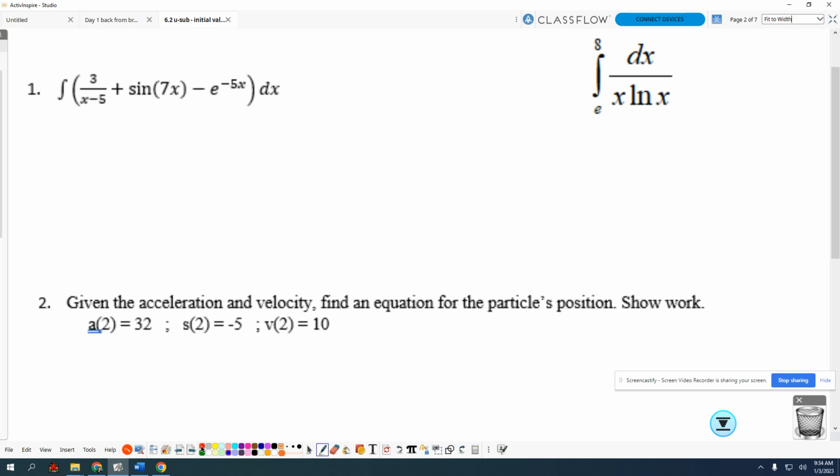As Teddy and Willem said, this one is effectively 3 different integrations, so we can split it up. Adam, what is the integral of this first one? Is it just 3 times ln of x minus 5, with the absolute value bars? And then divide by the derivative of the stuff inside, which is 1, so it didn't really do anything. Annie, what's the integral of sine 7x? Negative cosine 7x over 7.